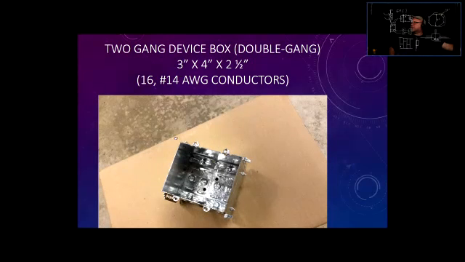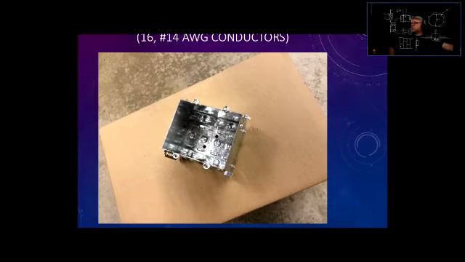And of course, this size remains the same because you are just adding those devices horizontally. So this 3 inches is going to stay. But over here you have 2 inches and 2 inches. So of course you're going to have 4 inches, and this one here is 2.5 inches deep. Okay, so here's the difference between a single gang box and a double gang box.